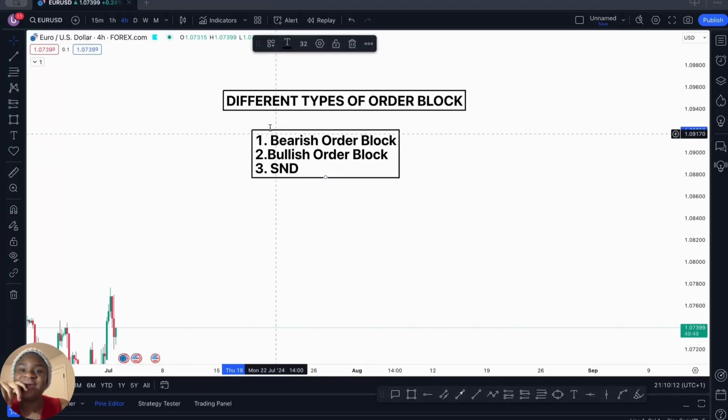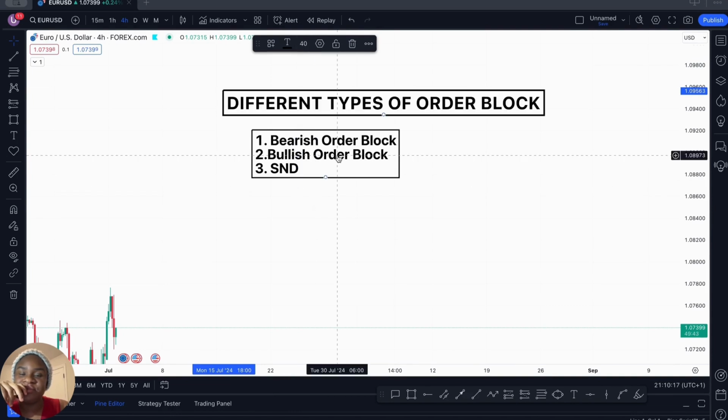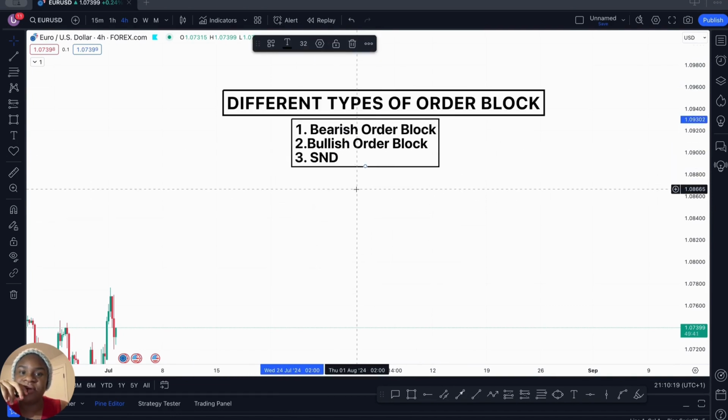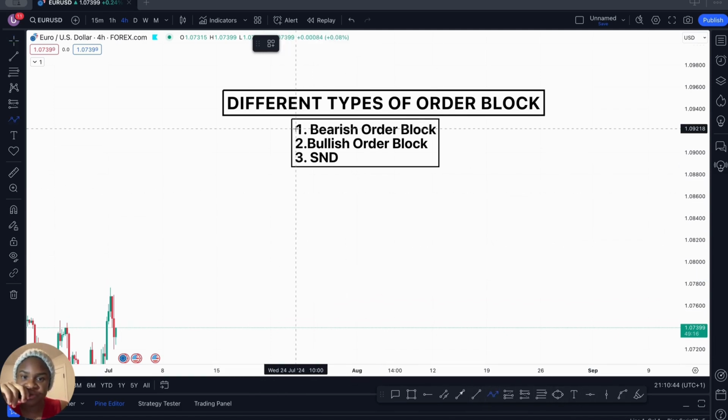So today's topic is different types of order block. I know many of you will be wondering, okay, order block, how do we know which order blocks are more valid? Order blocks have rules and regulations. It must be the last candle before the impulse move. And there is one thing that makes an order block very, very strong, and that is our fair value gap. When you see a fair value gap near an order block, be rest assured that that order block is a valid order block.